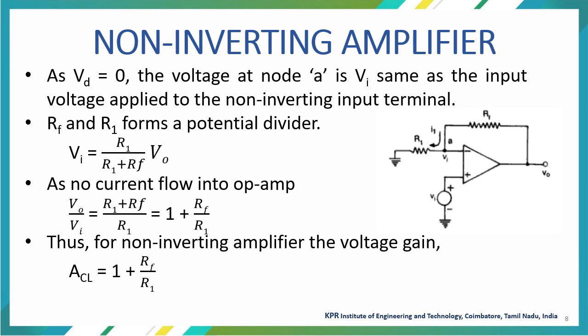So here RF and R1 form the potential divider. From the circuit, VI is equal to R1 divided by R1 plus RF into V0. We know that there will be no current flow into the op amp. So we can derive V0 by VI, which is the gain of the non-inverting amplifier, equal to R1 plus RF divided by R1. Simplifying the equation, we get 1 plus RF by R1. Thus, for the non-inverting amplifier, the voltage gain is given as ACL is equal to 1 plus RF by R1.